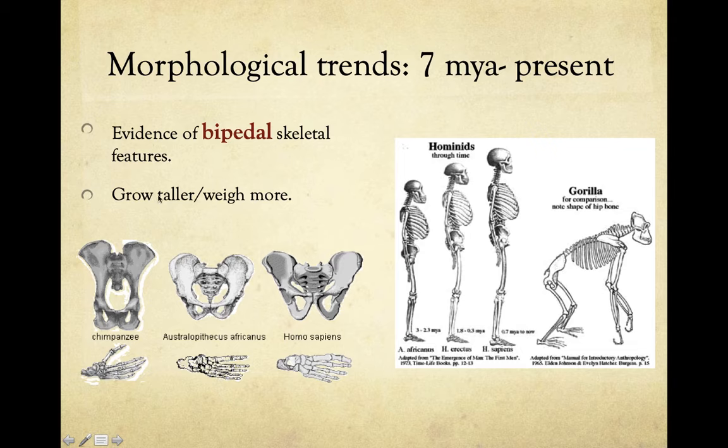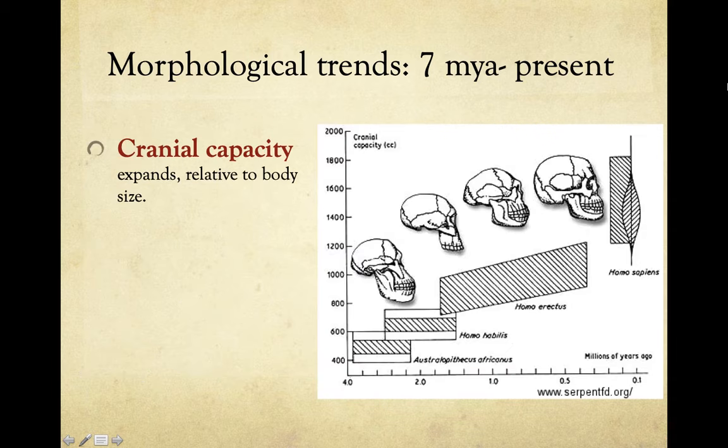Also, you're going to notice that over time we are growing taller and beginning to weigh more. This is all relative to our brain size because over time our cranial capacity is expanding. So our bodies have to get bigger to support those big heads. The cranial capacity is actually the brain case capacity. So if you have a smaller brain, you have a smaller cranial capacity. And as you can see, as we get to the genus Homo, the cranial capacity expands, as does our body size.